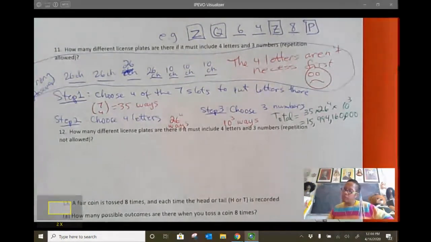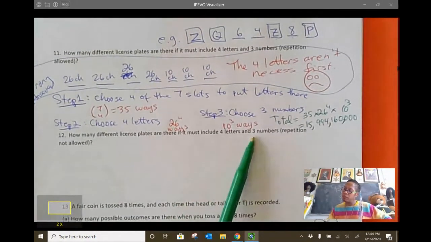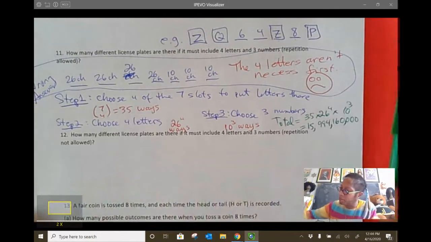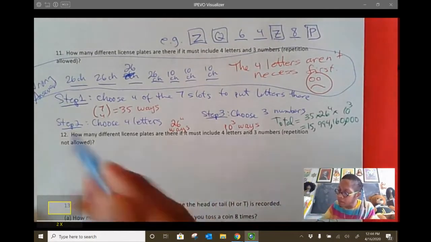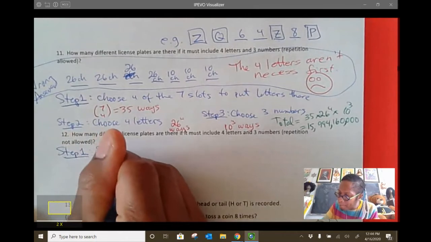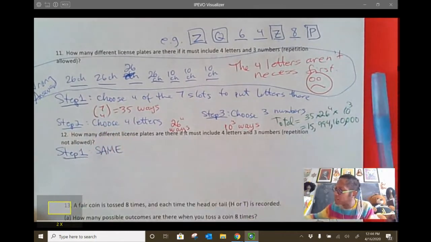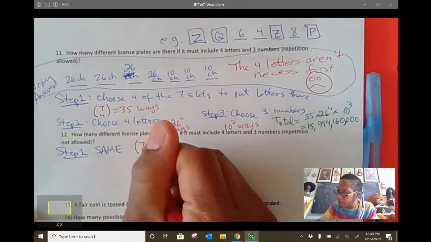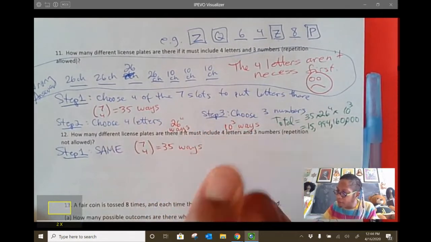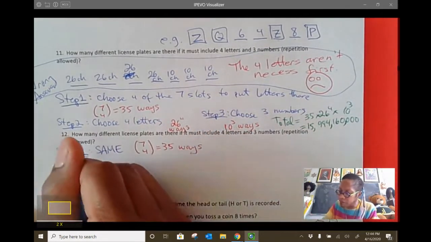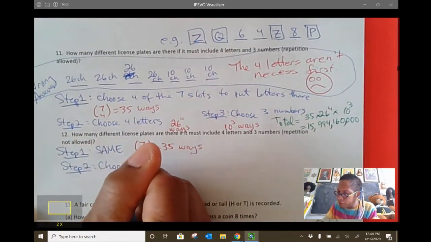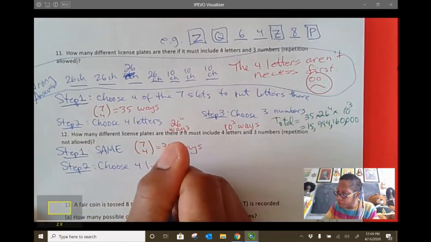How many different license plates are there if it must include four letters and three numbers and repetition is not allowed? So step one is the same. Step one is still the same. We're going to choose those four slots for the letters. And all that changes now is step two and step three. I'm going to choose four letters.